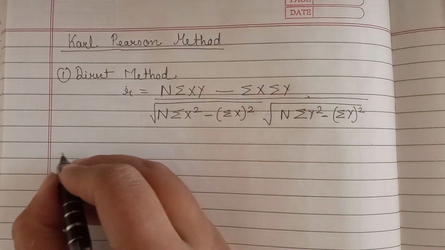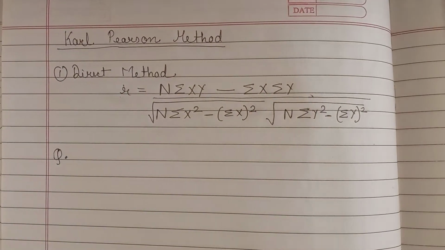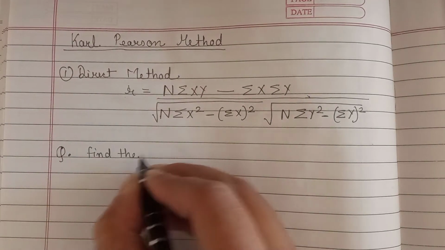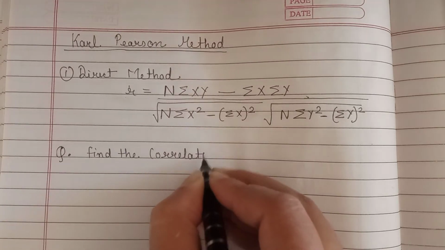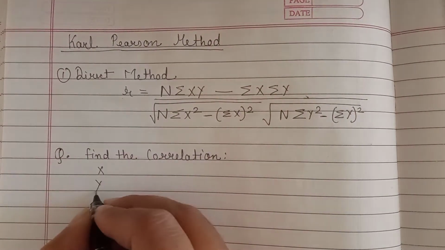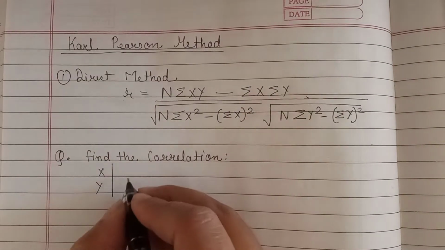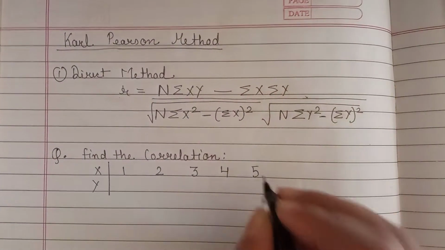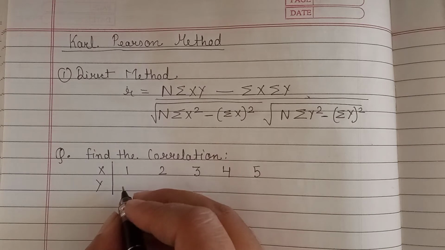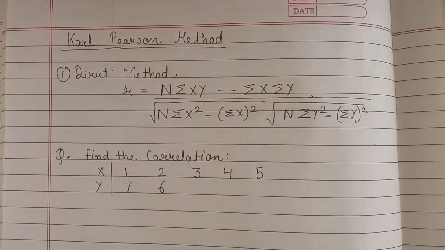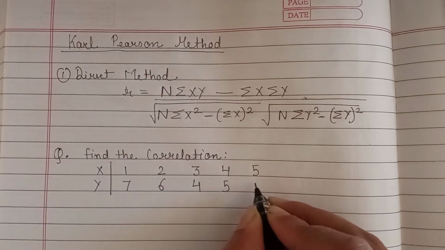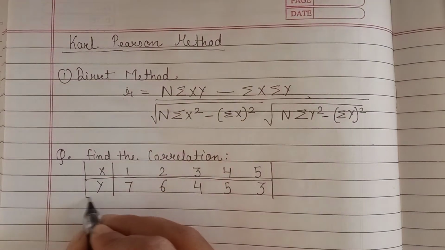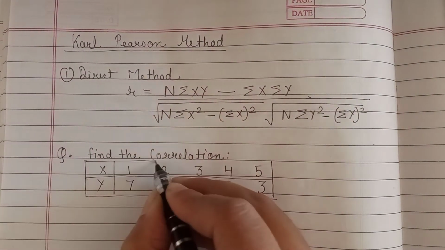Now suppose I am giving you one question. With the help of the question you will understand how to solve this. Suppose we have to find the correlation, and x and y are given. The values of x are 1 2 3 4 5, and y is given as 7 6 4 5 3. With the help of x and y, we have to find the value of correlation, that is r.